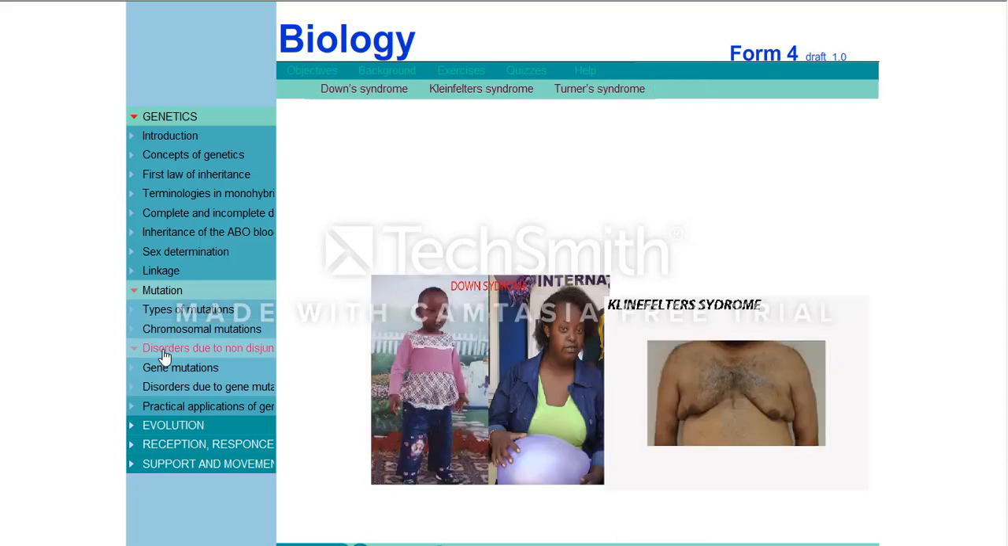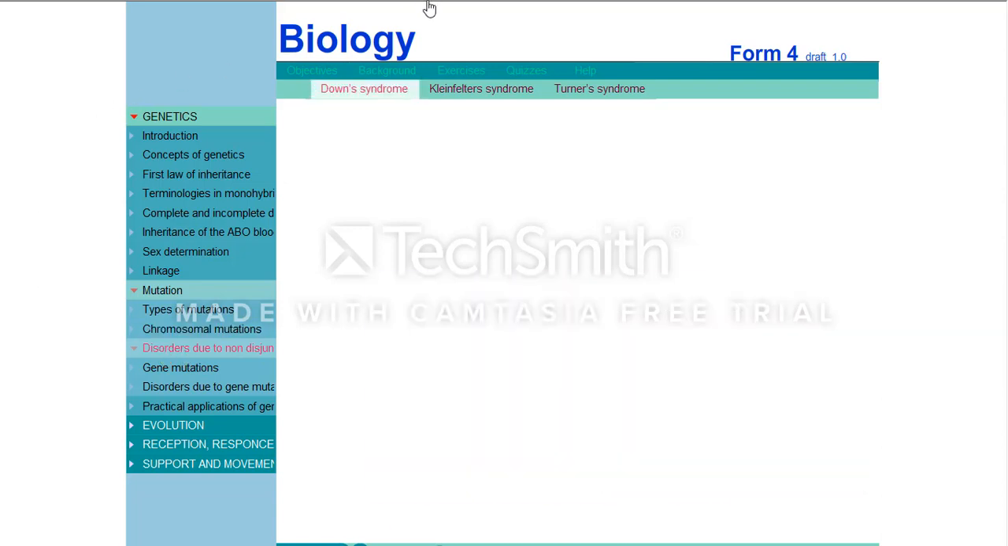Disorders due to non-disjunction. Non-disjunction may lead to various disorders referred to as syndromes. Such syndromes include Down syndrome, Klinefelter's syndromes, and Turner's syndrome. The photograph shows examples of disorders that result from non-disjunction. Down's syndrome.